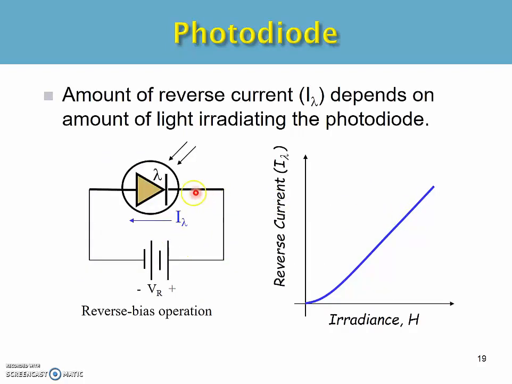Same biasing circuit, measuring the reverse current going through the diode against the light intensity shining on the diode. This is called irradiance. It is one way to measure light intensity, or one way to define light intensity. It's a scientific way, talking about milliwatt per cm square.